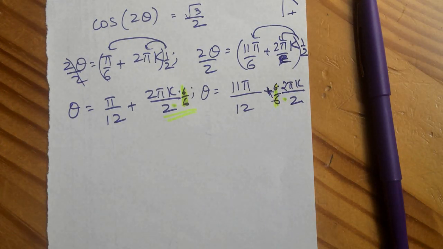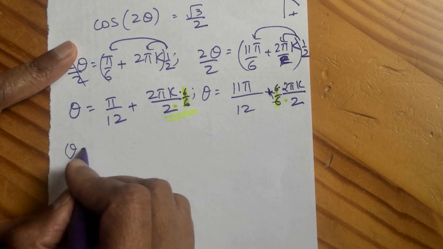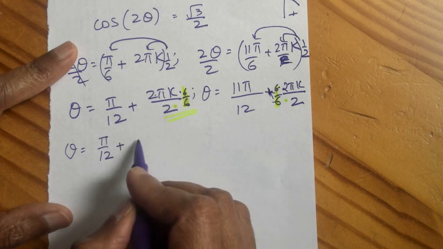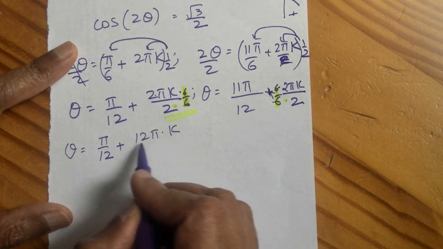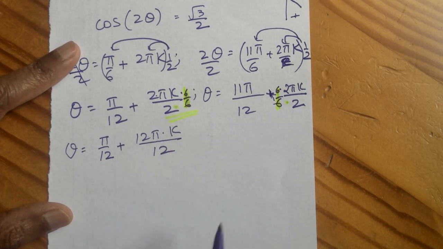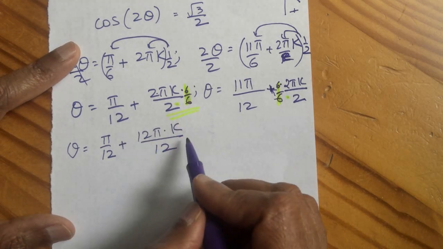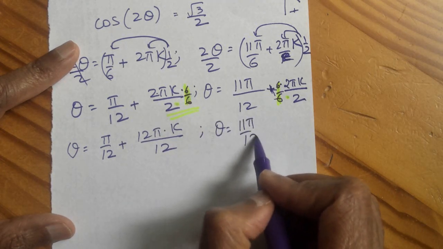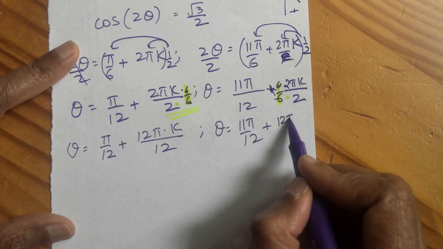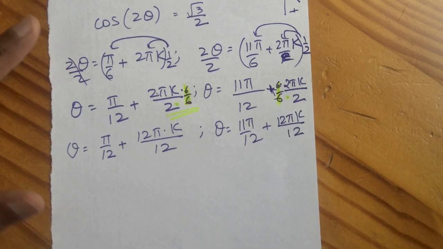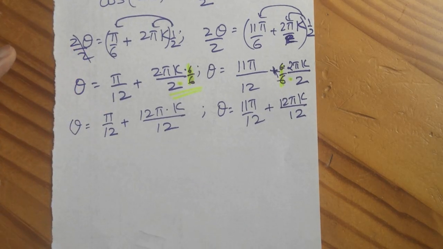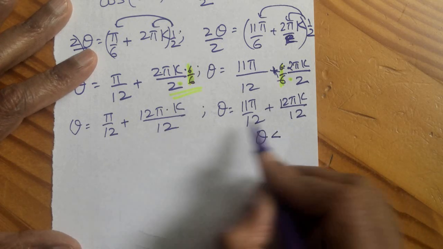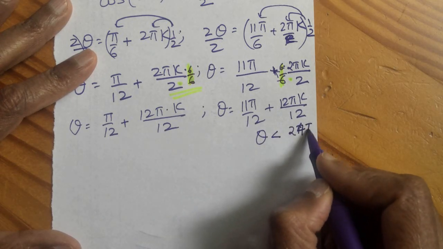Let's go ahead and write this down. So theta equals pi by 12, nothing happens to that, but this becomes 2 pi times 6 is 12 pi k over 12. And this is what you wanted. You wanted them to have the same denominator. Equals 11 pi by 12 plus 12 pi k over 12. Now we want to start substituting with k, but you want to keep in mind that theta needs to be less than, again, 12 is the denominator, so 24 pi over 12.